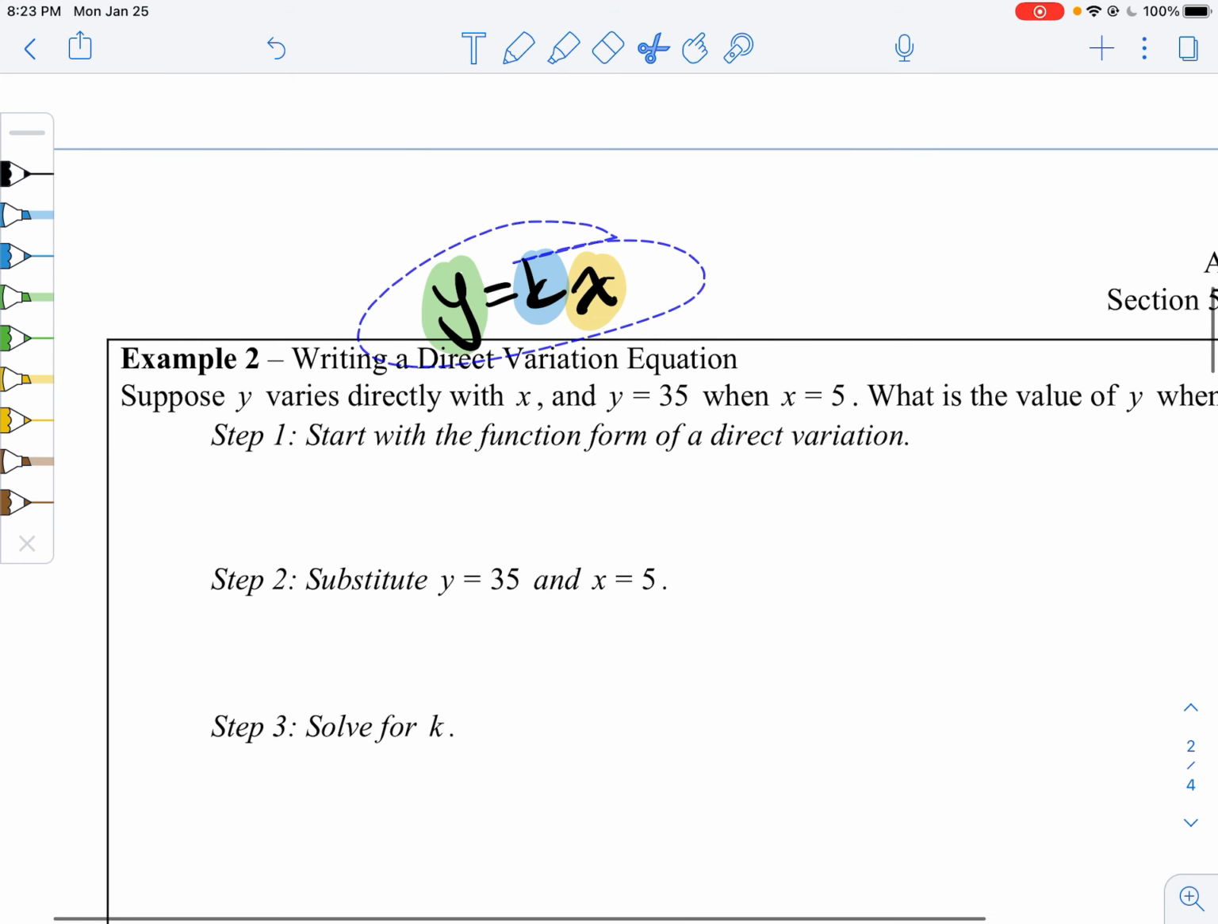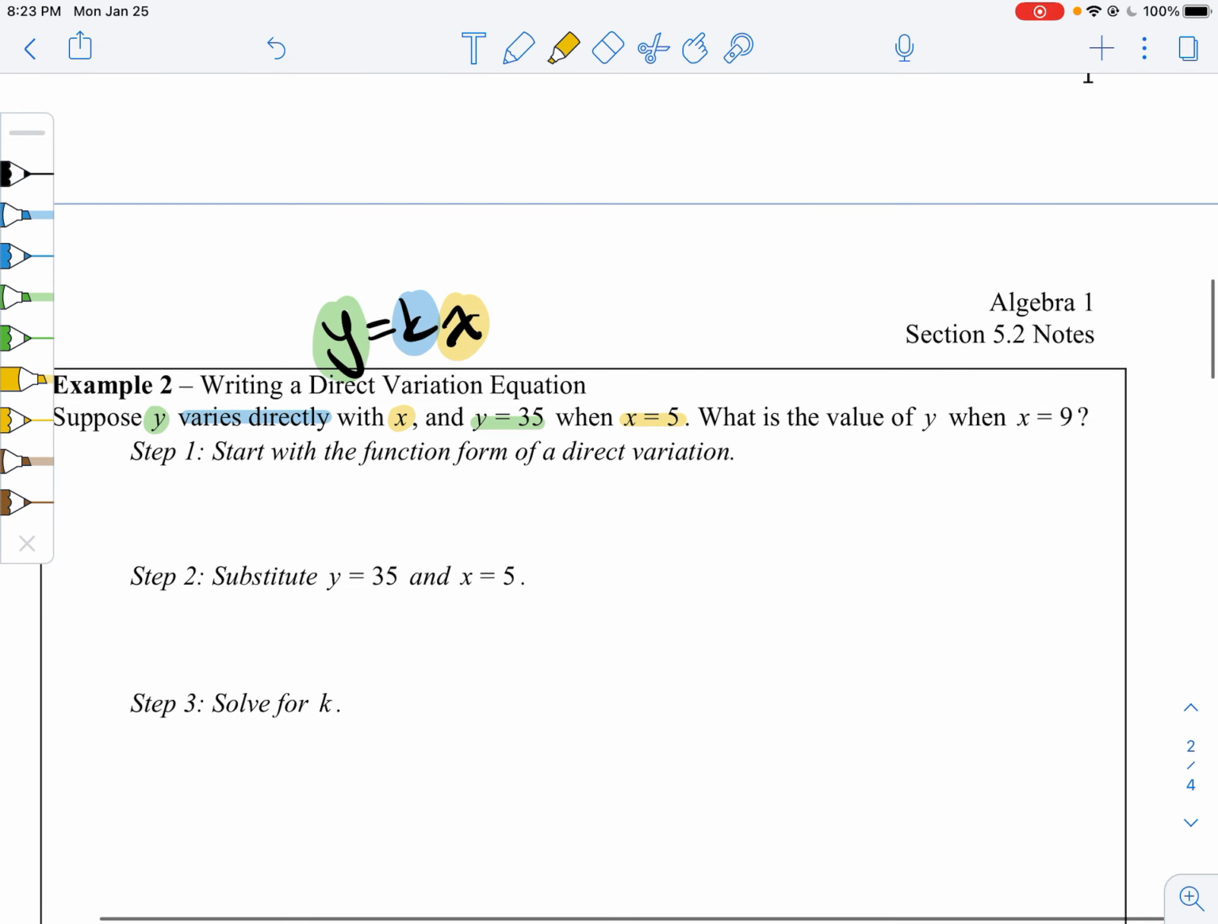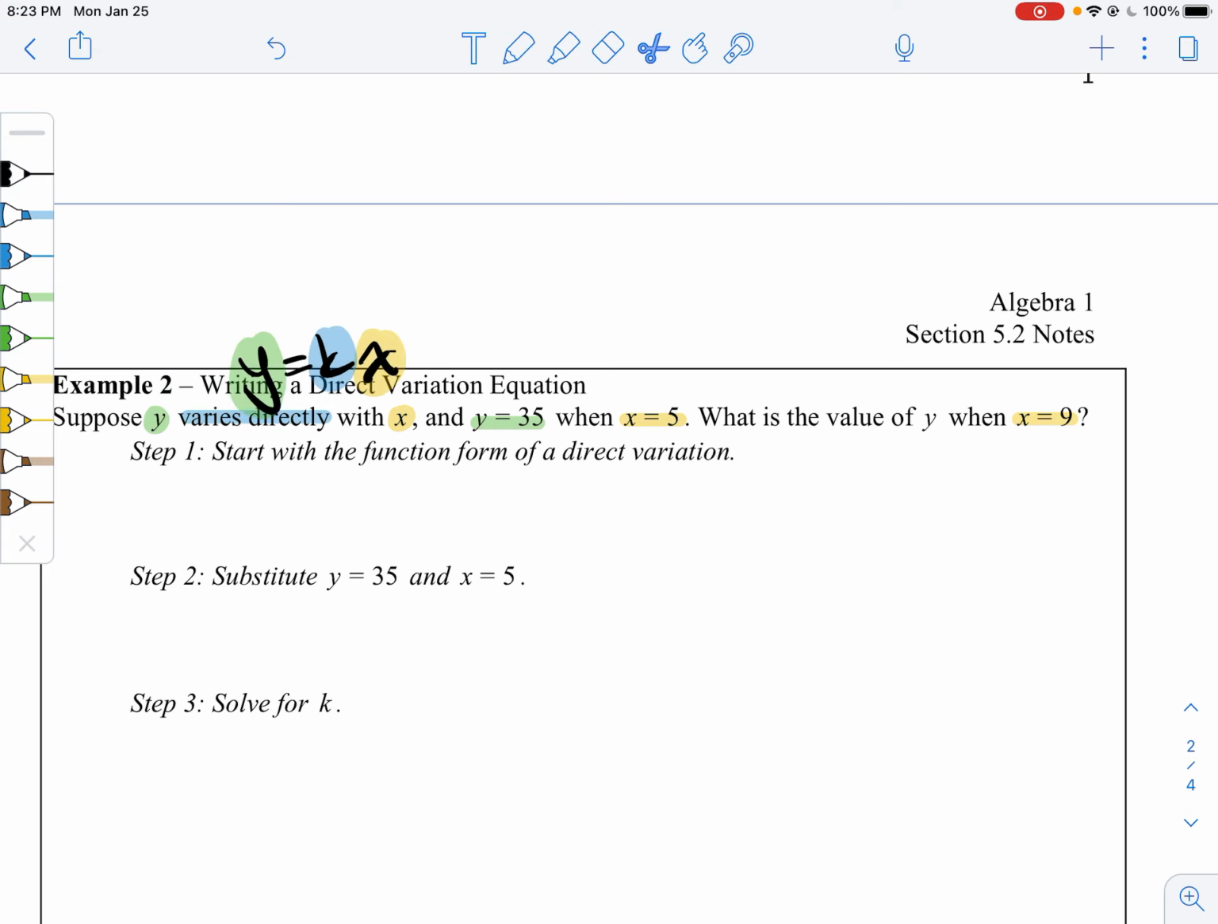It says, suppose y varies directly, oh, that's a good sign, varies directly with x, and y equals 35 when x equals 5. What is the value of y when x equals 9? Well, what do we know? We know it's a direct variation because it says varies directly. So cool.